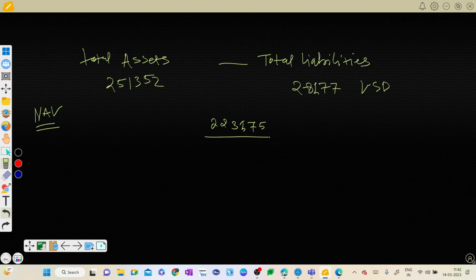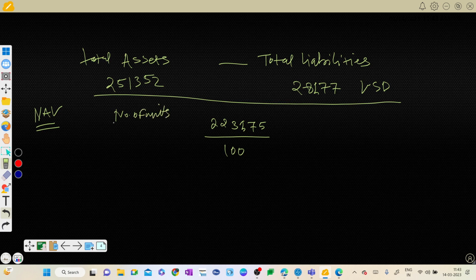Divided by outstanding units. How many units do you have? 100. Because if you see the definition, total assets minus total liabilities divided by number of units, right? And we have 100 units here. Just calculate it. So how much would be your NAV then? 2231.75.